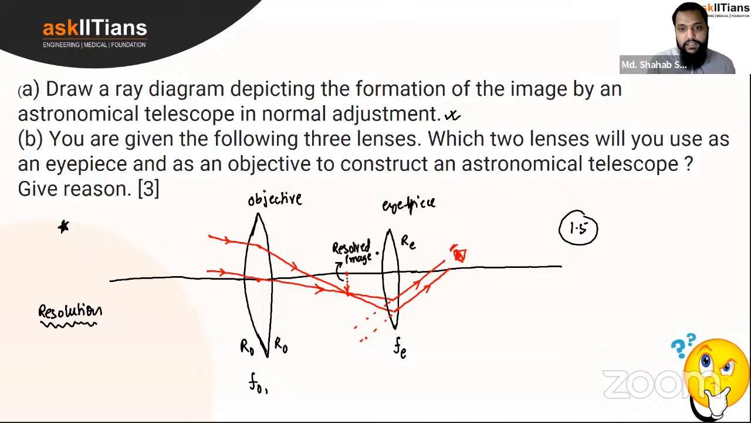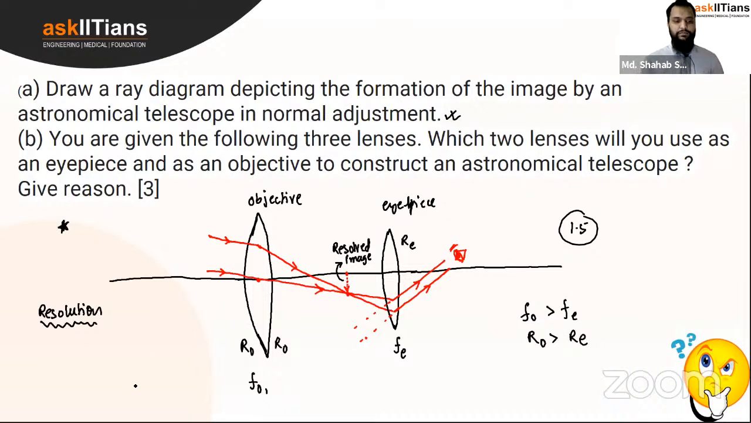And this resolved image is magnified by eyepiece. Eyepiece is just resolving it further a little bit, but it is primarily enlarging this image. So the best resolution is done by objective, and then eyepiece resolves a little bit only, but primarily it magnifies that resolved image. Okay, so you understand the purpose. So for this reason, objective focal length is larger than eyepiece focal length. And similarly, radius of curvature of objective is more than radius of curvature of eyepiece.